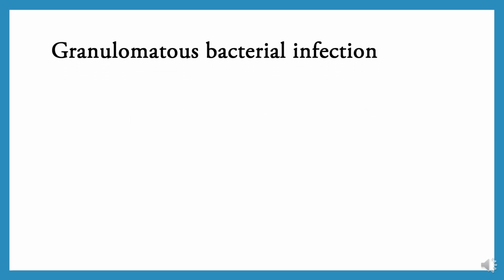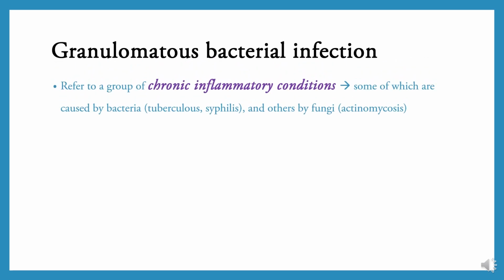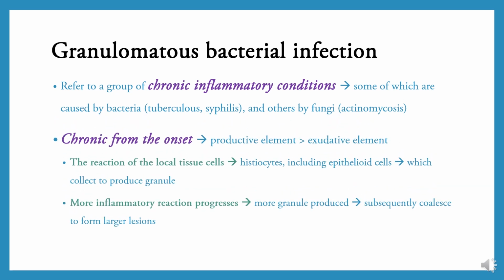Granulomatous bacterial infection refers to a group of chronic inflammatory conditions, some of which are caused by bacteria and others by fungi. Chronic from the onset, the productive element is much more prevalent than the exudative element. In reaction of the local tissue cells, there are histiocytes, including epithelioid cells, which collect to produce granulomas. As the inflammatory reaction progresses, it could form a larger lesion.